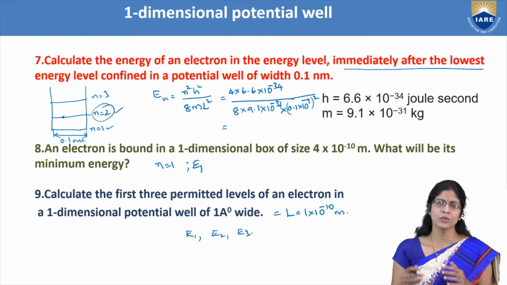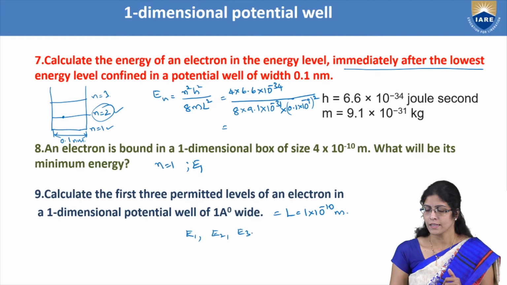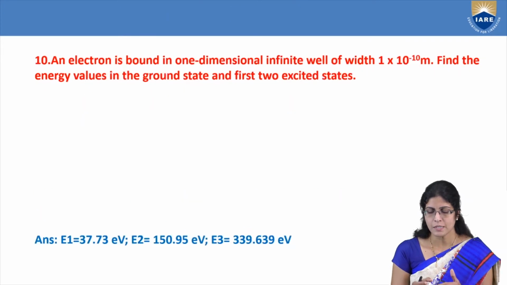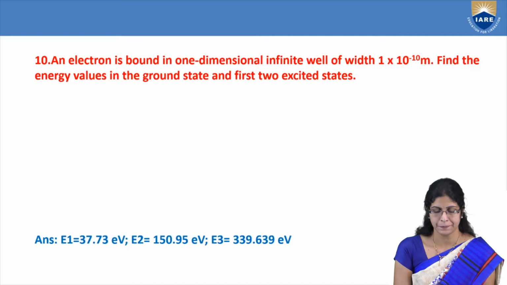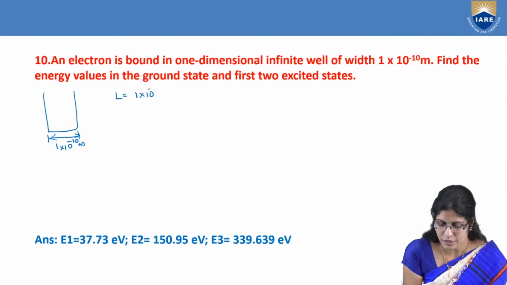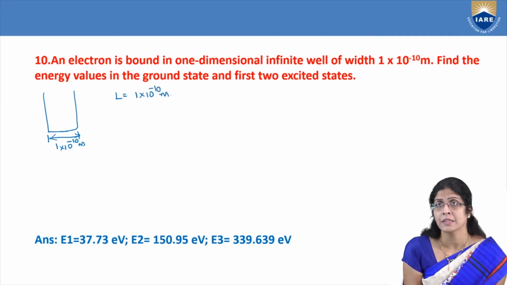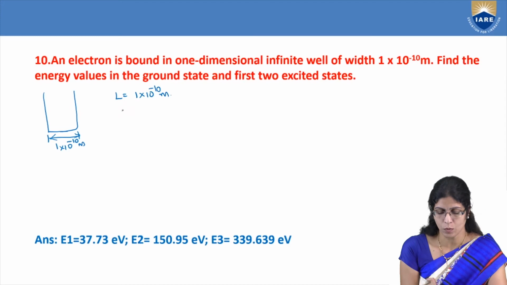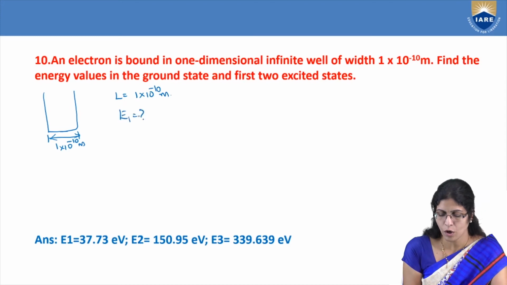How should you find out? Should you find out for each and everything? Let me tell you. See that with this problem you will get a very good clarification. An electron is bound in a one-dimensional infinite well of width 1 into 10 power minus 10 meter. So L is given as 1 into 10 power minus 10 meter. Find the energy values in the ground state. So E1 is equal to how much?